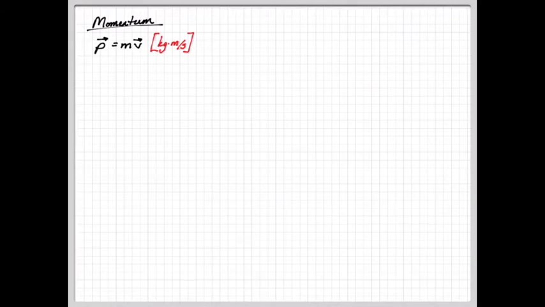So by itself, momentum really isn't much. There's nothing exciting about it. It's just p equals mv. What gets more interesting is when we start asking questions like, what causes not just momentum, but what causes a change in momentum? Okay, that's where things get a little more interesting.